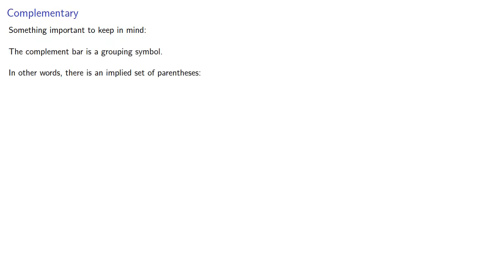Now, as with everything else, parentheses reset the order of operations. And here's something to keep in mind. The complement bar is a grouping symbol. In other words, there's an implied set of parentheses at any time we use the complement bar over more than one set. So if we write this, that complement bar extends over the union of A and B. And so we should read this as A union B is inside a set of parentheses. So we'll figure those things out first, and then find the complement.